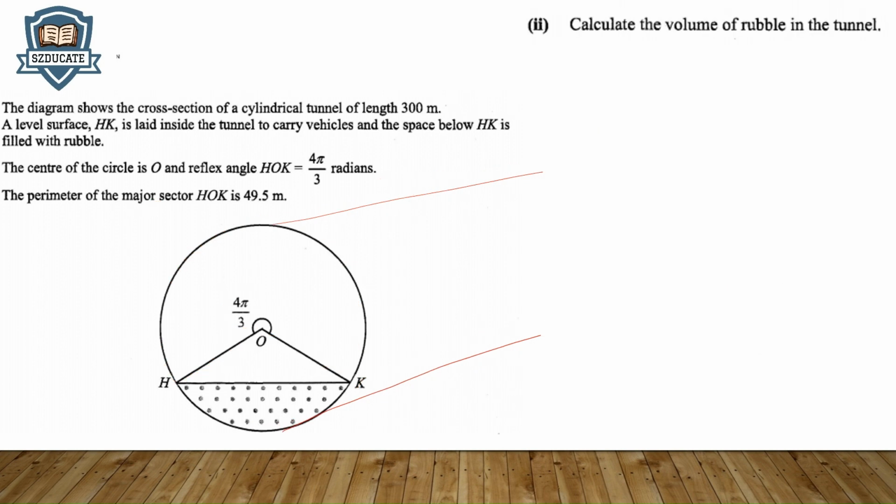Part 2. Calculate the volume of rubble in the tunnel. Now, this is the rubble. So what we would do is find the area of this cross-sectional area and then multiply by 300 meters. My strategy is to calculate the area of the sector. In this case, this is the minor sector, the smaller one, so we have to change the angle to this side, minus away the triangle that is this, and I will be able to find it.